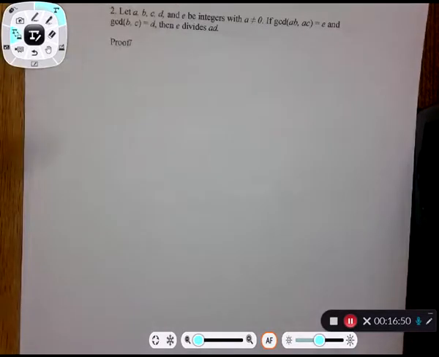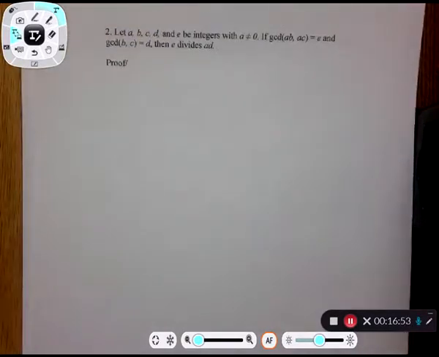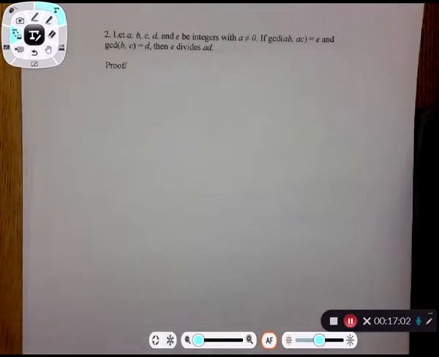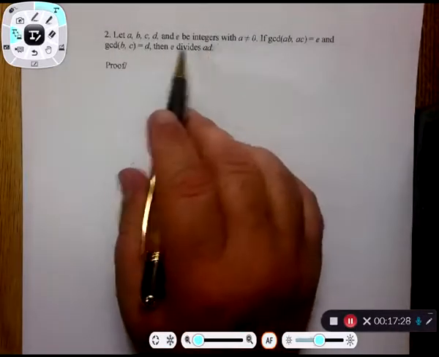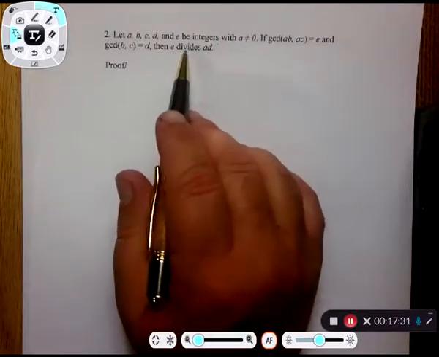Now this one right here, you've got to think about what you want to show. On this problem, it says let A, B, C, D, and E be integers with A not equal to 0. If the GCD of A times B and A times C is equal to E, and the GCD of B and C equals D, then I want you to show E divides AD. Now be careful. All I ask you to show is E divides AD. The fact is E equals AD. So you can easily show that AD divides E, but you showed the wrong way. So it's very important.